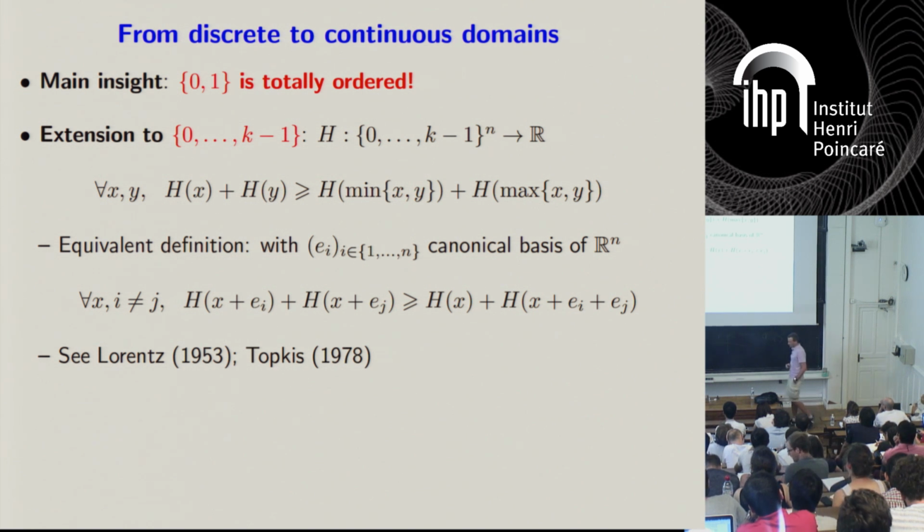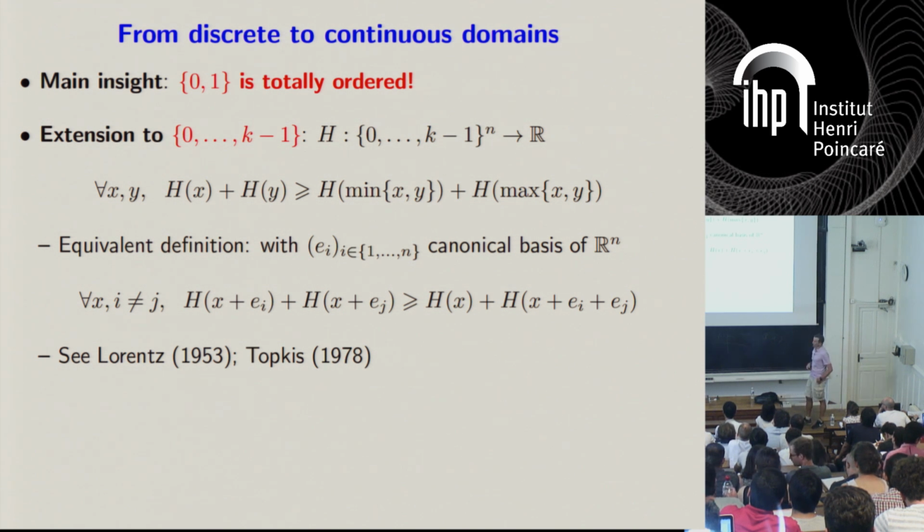And then there's another definition, which I'm going to use immediately: if you take x and y being just two components apart, then you have the exact same definition, where adding an i to x and adding a j to x is worth less than adding the two at the same time. You get a similar notion of diminishing returns. And if you want to know more, there's a nice paper by Topkis doing this.